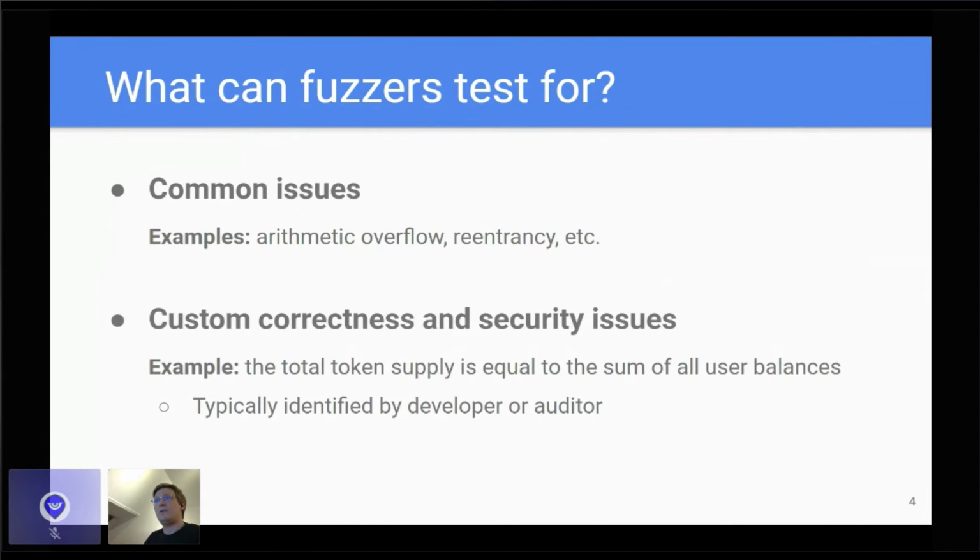The thing about these custom properties is that they often are most easy to identify by a developer or by an auditor by looking at the system. And they're actually often specific to a given system. So it's not like one size fits all. You have to actually look at the system and try to understand what the system is supposed to do to find these properties.